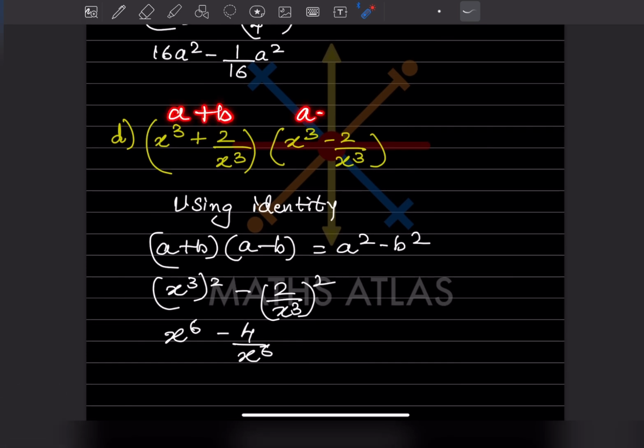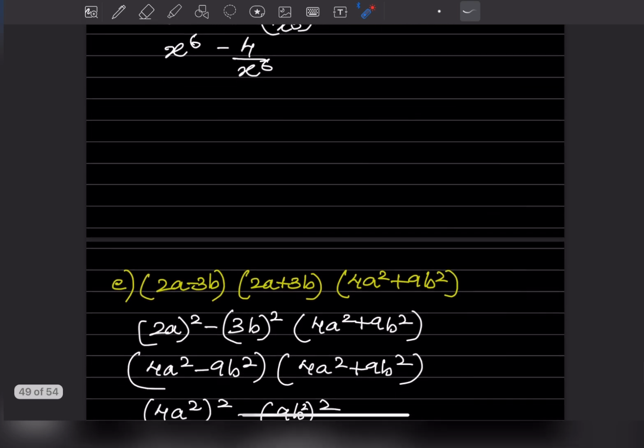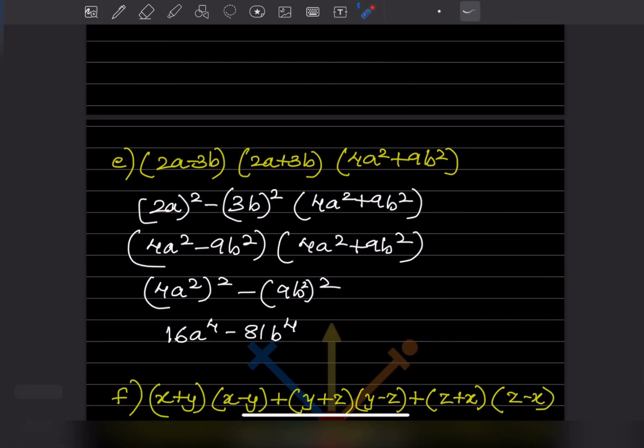Now here again this will be a plus b and this will be a minus b. So that is going to be a square minus b square. So you are going to take the square of this one because this is a, x cube square, minus you are going to take the square of this one, so that is b square, 2 by x cube square. So now here this is going to be x to the 6, and now look at here, minus, you have to multiply this as well as this, so that is going to be 4 by x to the 6.